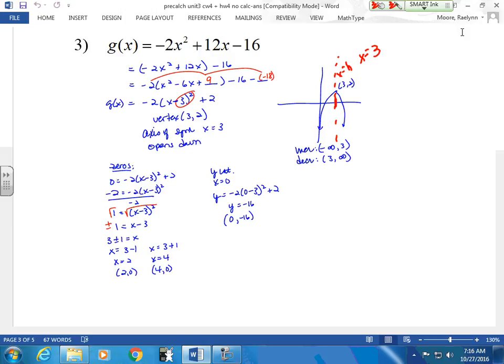Increasing, everybody go with the increasing, decreasing part. Remember to give me increasing, decreasing by x values. It's when your y is increasing, then your y is decreasing over that x interval.